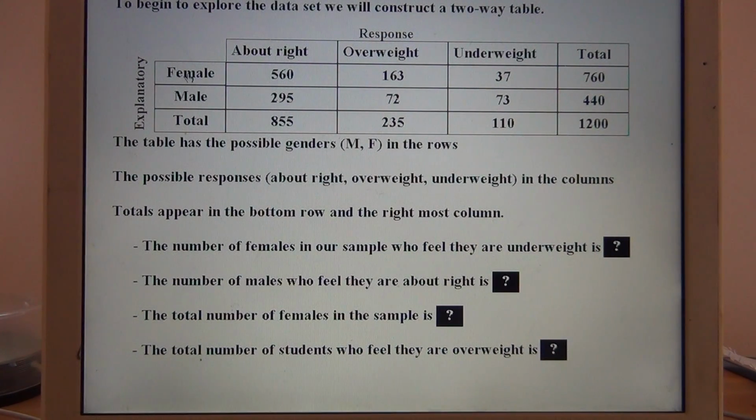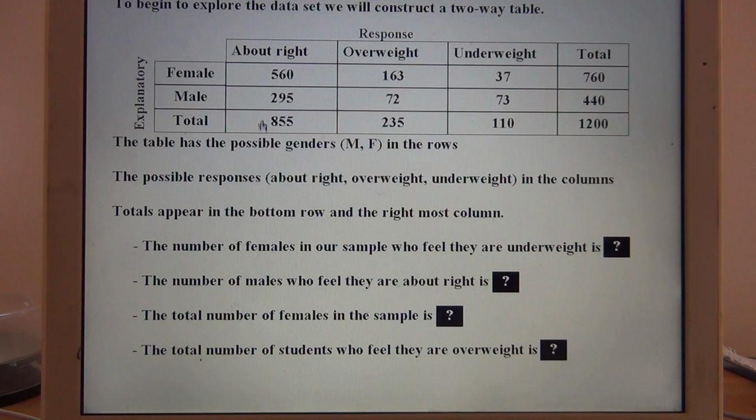So let's take female here. There were 560 females that saw themselves about right. There were 163 females that saw themselves overweight. There were 37 females that saw themselves underweight. And there were a total of 760 females in the study. Males, there were 295 that saw themselves about right. There were 72 that saw themselves overweight. There were 73 that reported they were underweight, for a total of 440 males. And if we total up all the males and females, we get 1,200.